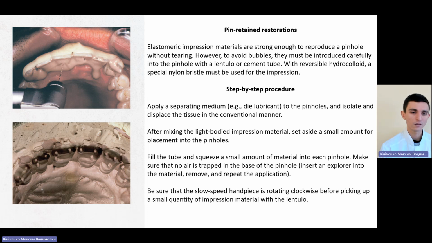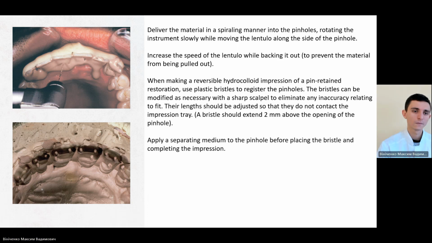Be sure that the slow speed handpiece is rotating clockwise before picking up a small quantity of impression material with the lentulo. Deliver the material in a spiraling manner into the pinholes, rotating the instrument slowly while moving the lentulo along the sides of the pinhole. Increase the speed of the lentulo while backing it out to prevent the material from being pulled out.